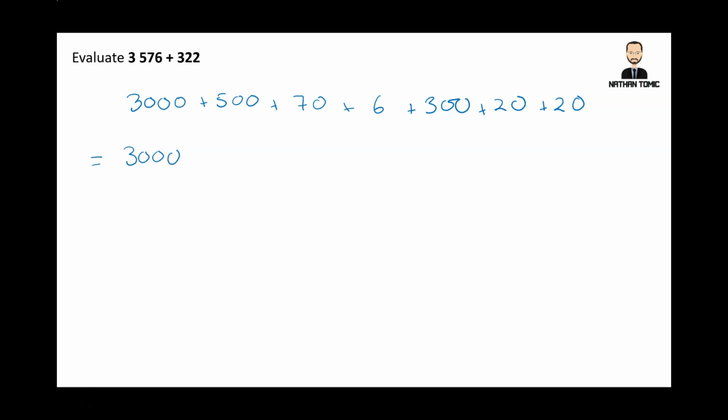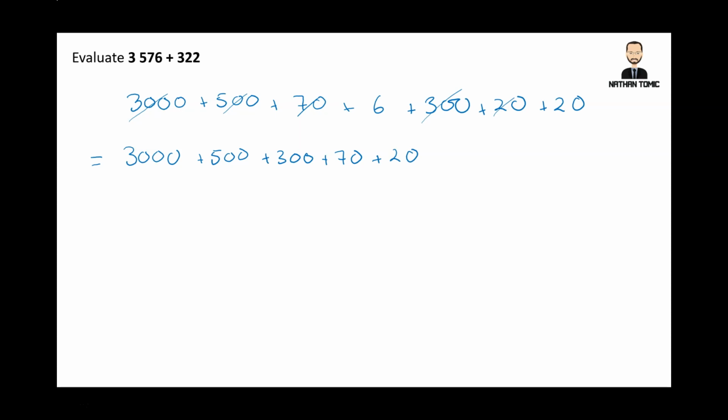I've got a 500 and a 300, so I like to put them near each other. 500 plus 300, and it might help you to cross them out at the top to start with, so you know you don't miss any. And then I've got a tens being the 70 and a tens being the 20, so I'm going to include those. Okay, I'll cross those out for the moment just to know I've done them.